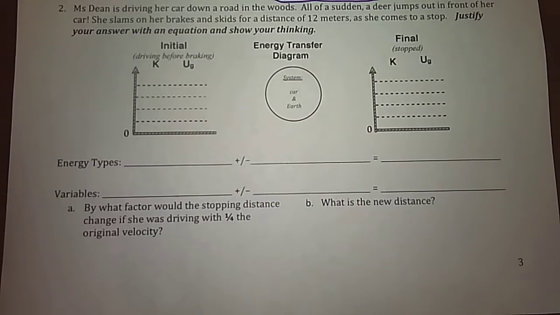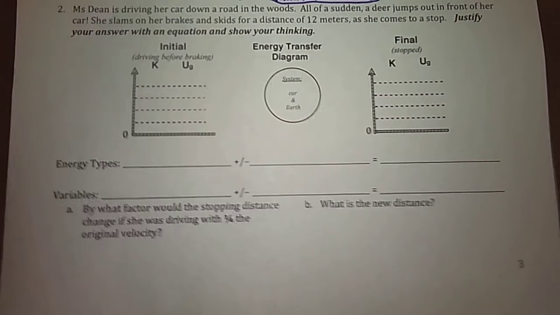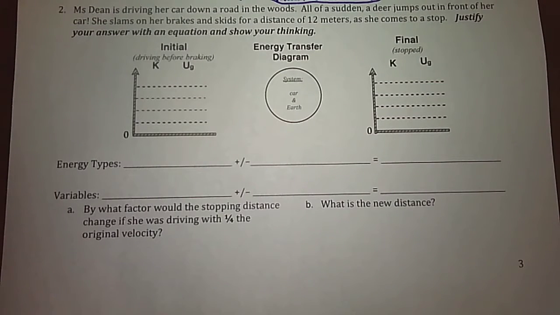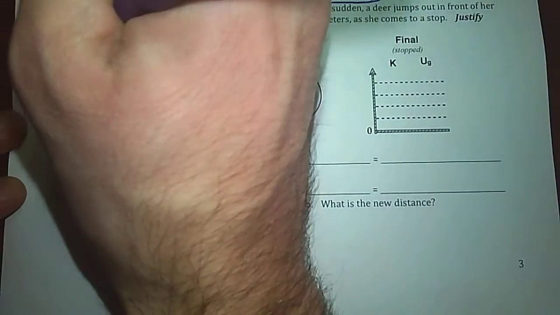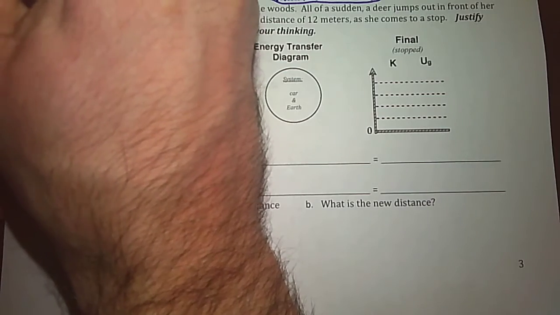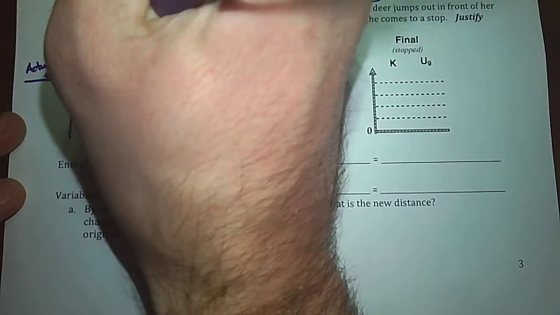Hello everyone, it's Mr. Wolf here, and in this video I'm going to be going over number 2 for proportional reasoning. Miss Dean is driving her car down a road in the woods. By the way, if this is proportional reasoning, first thing I want to do is make this chart where I am differentiating between my actual numbers and my factors.